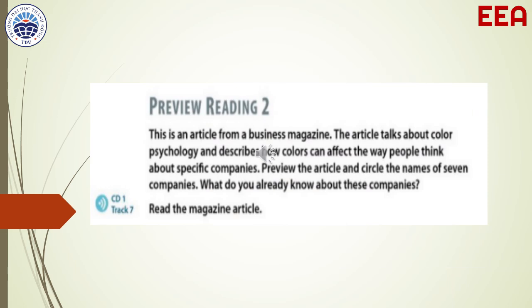Now you will read an article from a business magazine. The article talks about color psychology and describes how colors can affect the way people think about specific companies. Preview the article and circle the names of 7 companies. What do you already know about these companies?